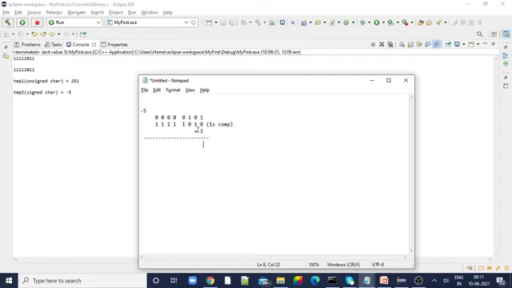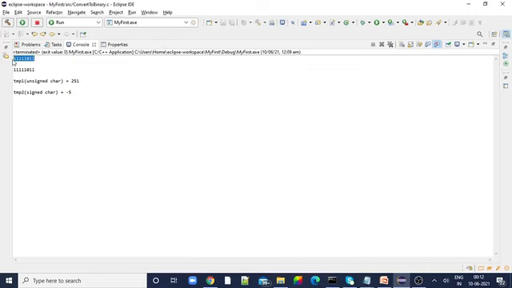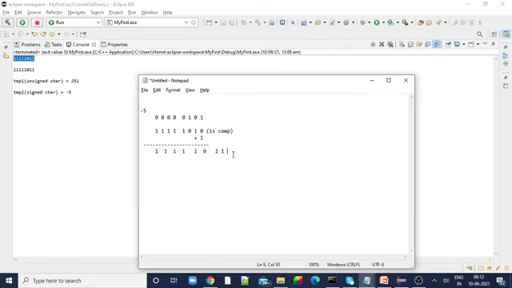So 1 plus 0 will be 1. Then again it will become 1, 0, 1, 1, 1, 1, 1. So as you can see, with 1 added, this is the number we got. This is the number we got in the case of the 1's complement, 2's complement form.